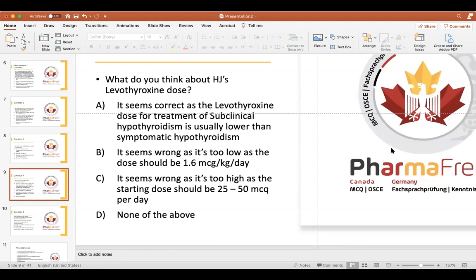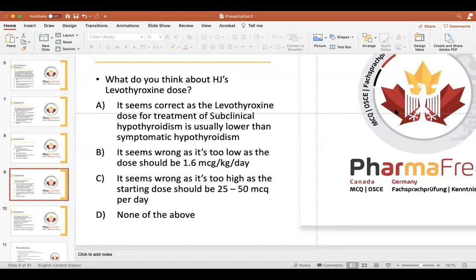Subclinical or clinical hypothyroidism. Do you know the difference? Do we give the same dose? Do we give a higher dose? Is the sound cut off? Now it's good. Okay, perfect. Do we give the same dose? Do we give a different dose? What is the difference? How do we treat the subclinical and the clinical?